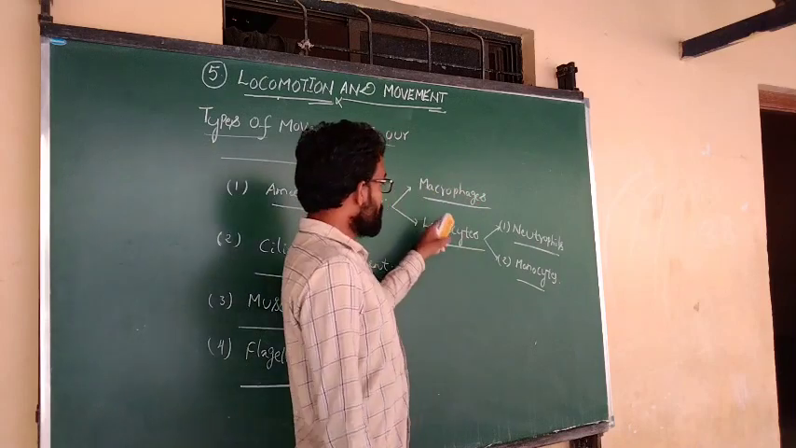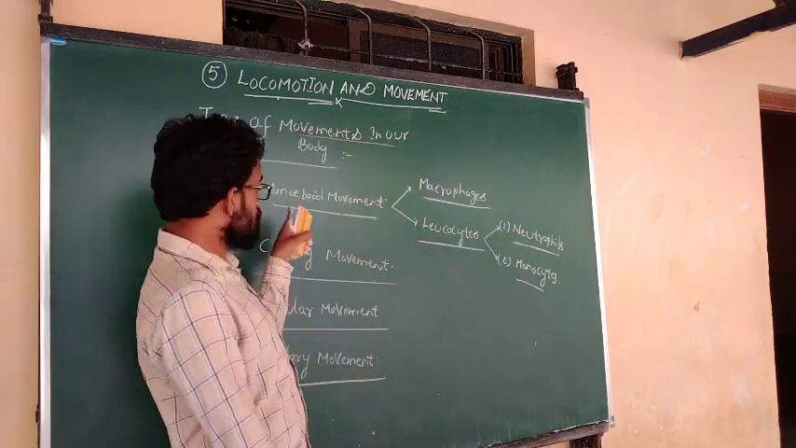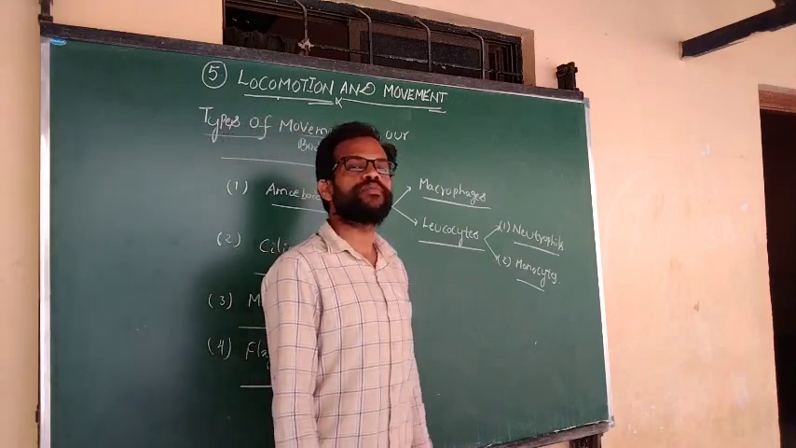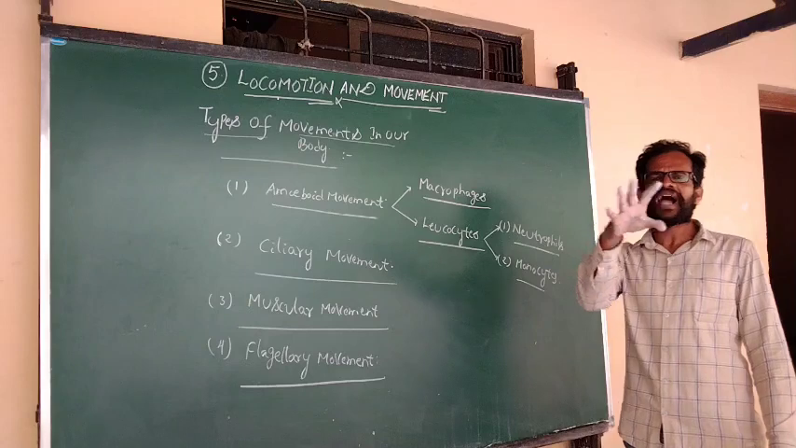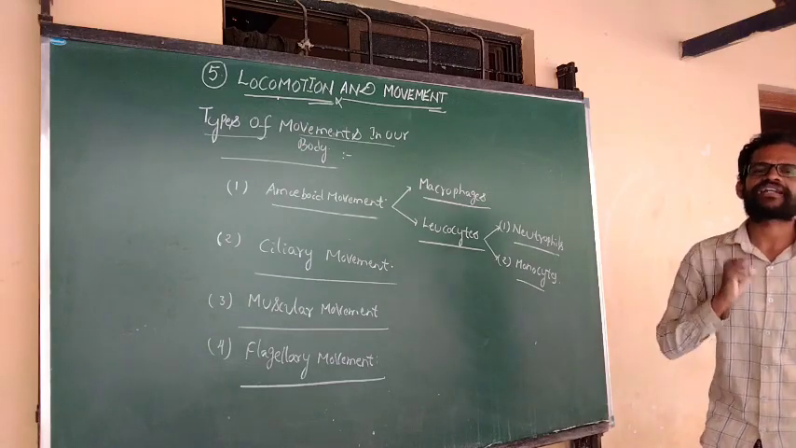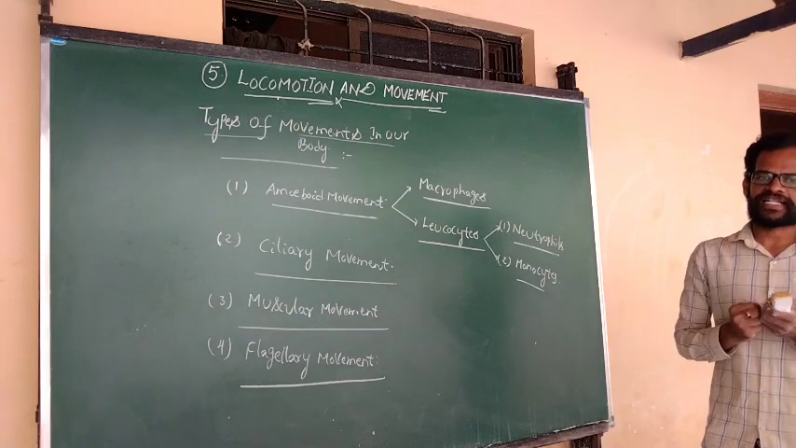Monocytes, macrophages, neutrophils, monocytes: they will exhibit amoeboid movement. What is necessary for amoeboid movement? They look like an amoeba. They engulf the foreign material, increasing the surface area as they engulf it.